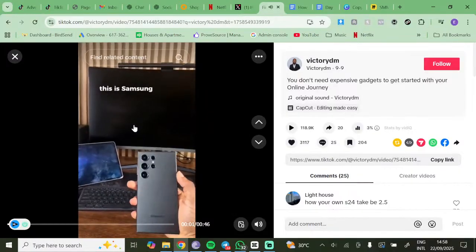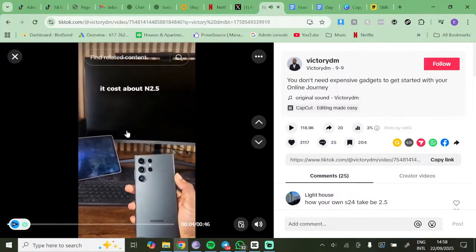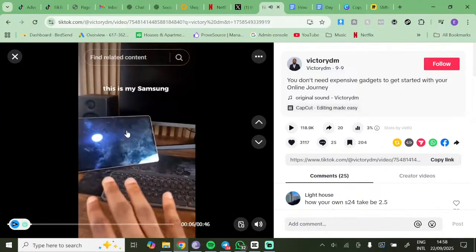This is Samsung S24 Ultra. It costs about 2.5 million naira right now. This is my Samsung Tab.